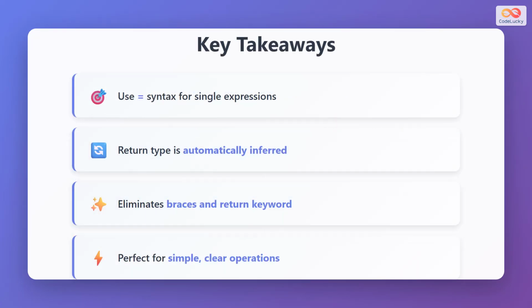Let's recap the key takeaways. First, use the equals sign syntax for single expressions instead of curly braces. Second, the return type is automatically inferred by the compiler. Third, this syntax eliminates the need for curly braces and the return keyword entirely. And fourth, single expression functions are perfect for simple, clear operations. Mastering this syntax will make your Kotlin code more concise and professional.